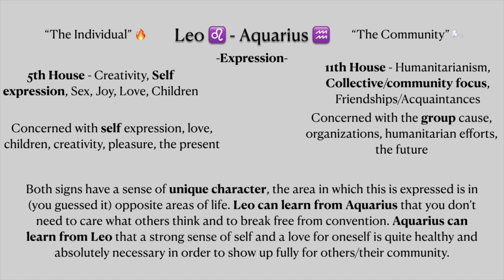Leo can learn from Aquarius that you don't need to care what others think and to break free from convention. Aquarius can learn from Leo that a strong sense of self and a love for oneself is quite healthy and absolutely necessary in order to show up fully for others and their community.